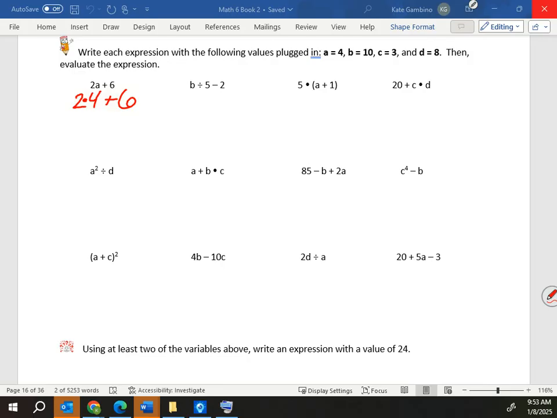So now we are going to evaluate. We're going to do the math. What's the first thing I'm going to do? Sarah? I'm going to multiply that 2 times 4, because multiplying comes before, oops, I erased it, I'm going to put my PERMDAS right here.